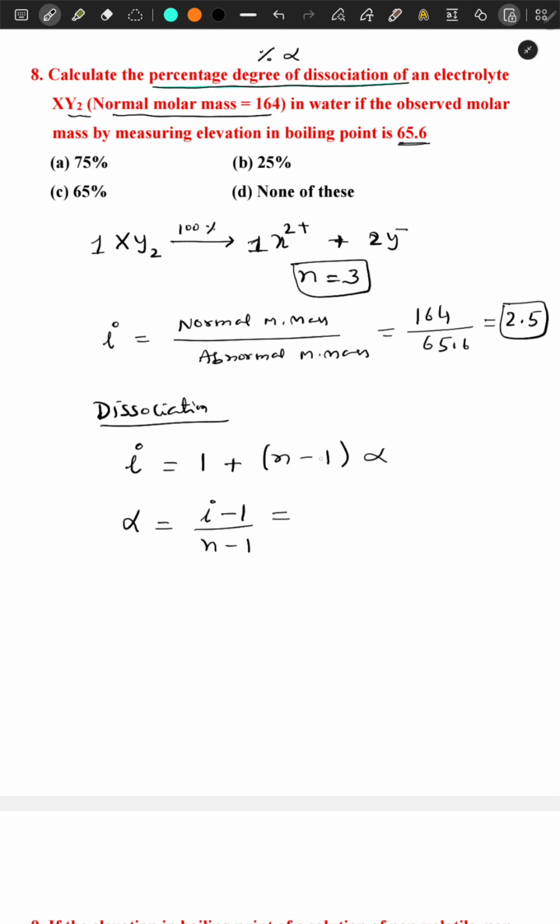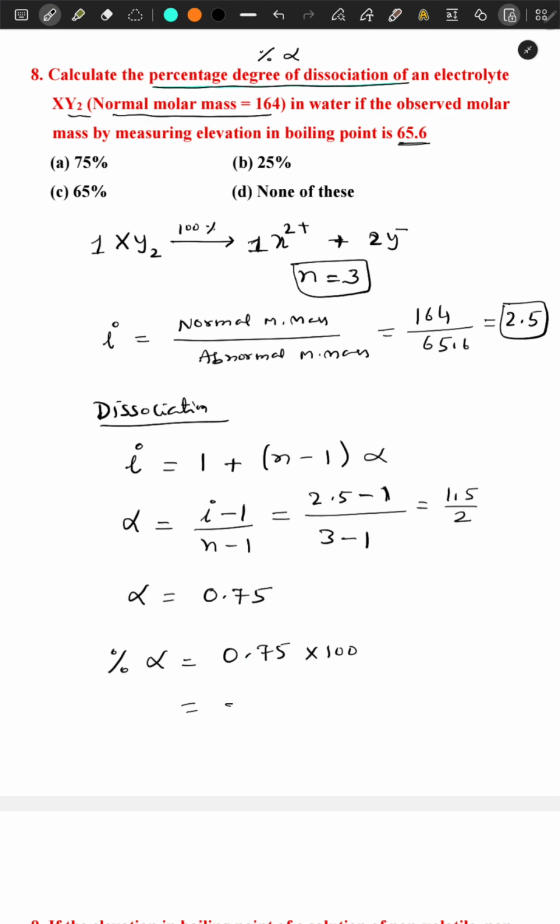So now you substitute the values. 2.5 minus 1 divided by 3 minus 1, that is 1.5 by 2. So alpha will be 0.75 you will get. But percentage they are asking. So percentage of alpha means you have to multiply this with 100. So you will get 75%. So option number A correct. Question number 8, option A correct.